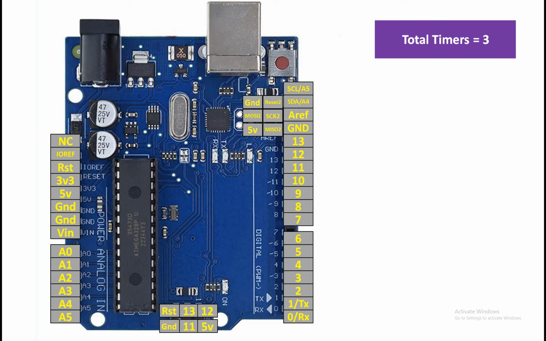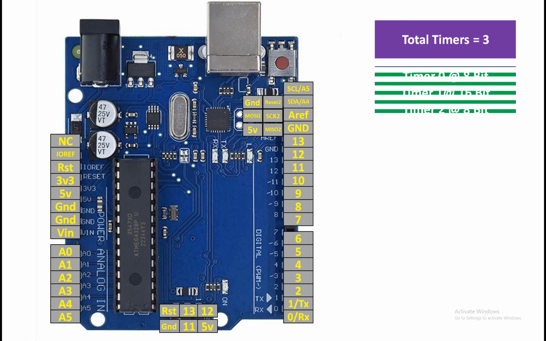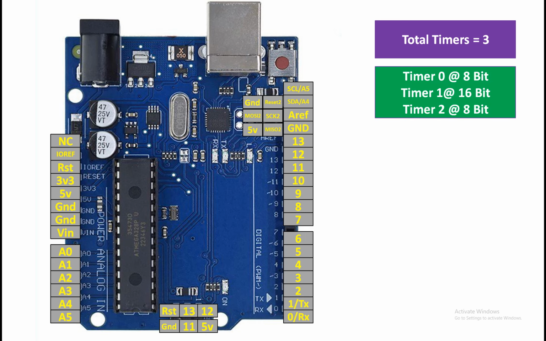Then guys, you have a total of 3 timers in Arduino UNO. They are timer 0, timer 1 and timer 2. Timer 0 and timer 2 are 8-bit, while timer 1 is 16-bit.